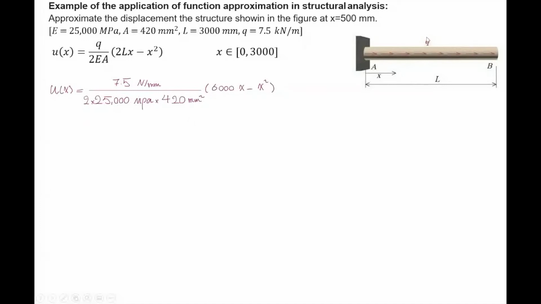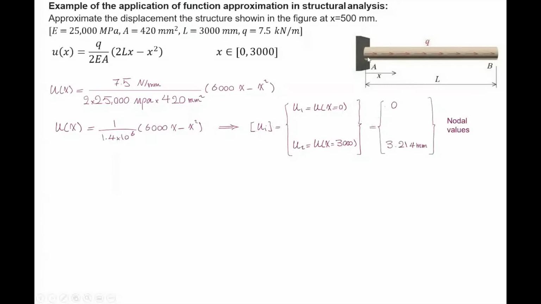The length is also given in millimeter, so I plug in the value here, and the function is going to be simplified into this form. Now, in order to calculate the nodal value, we need to see how much is the value of this function at the beginning and at the end of the element, at x equal to 0 and at x equal to 3,000. And I would simply plug in the value of 0 and 3,000 into this equation in order to calculate the magnitude of displacement. So the displacement at the beginning is 0, and it is clear because it is restrained.